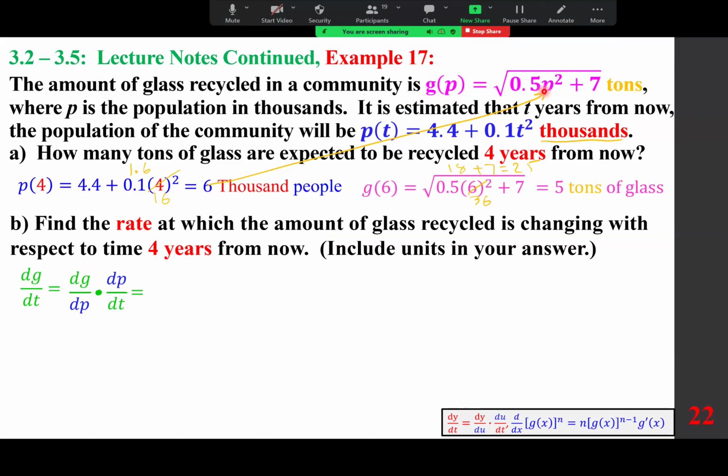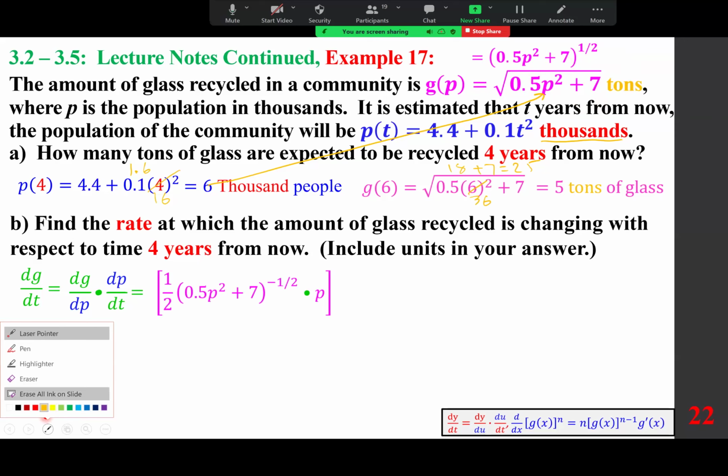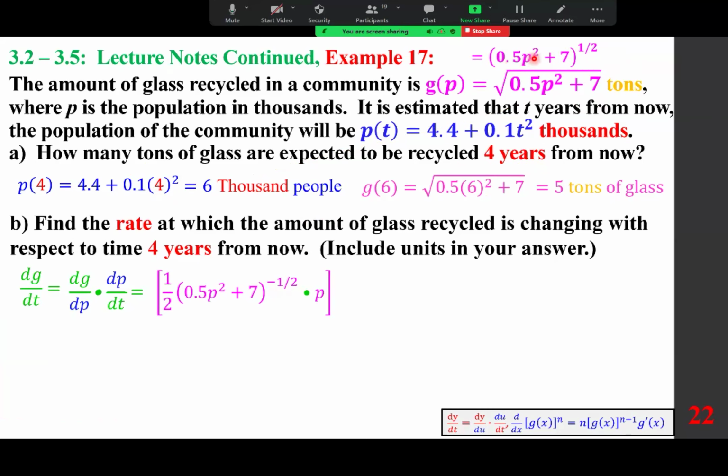To do so, we are going to change this to the power of 1/2. And its derivative is 1/2 times the same thing to the power of negative 1/2 times the derivative of the inside, 0.5 times the 2p makes it 1p. So one more time. First, let me erase some of this stuff. So 1/2 sits in front, the same thing to the power of 1/2 minus 1 makes it negative 1/2. The derivative of the inside, 0.5 times 2p, is p. dp dt is just 0.1 times 2t. That means 0.2t. Right here, you can replace the p with 6 and t with 4, and come up with the answer.